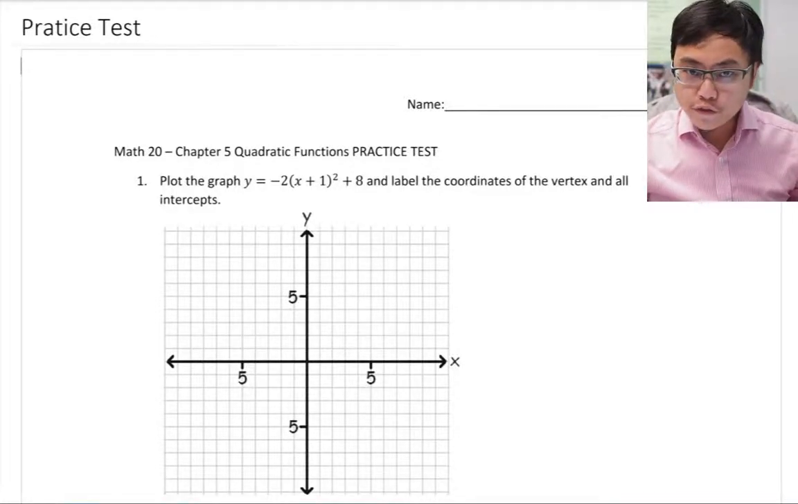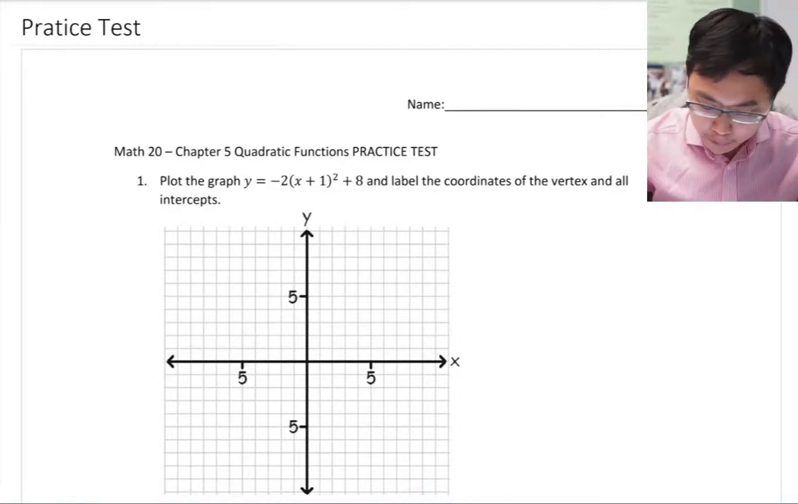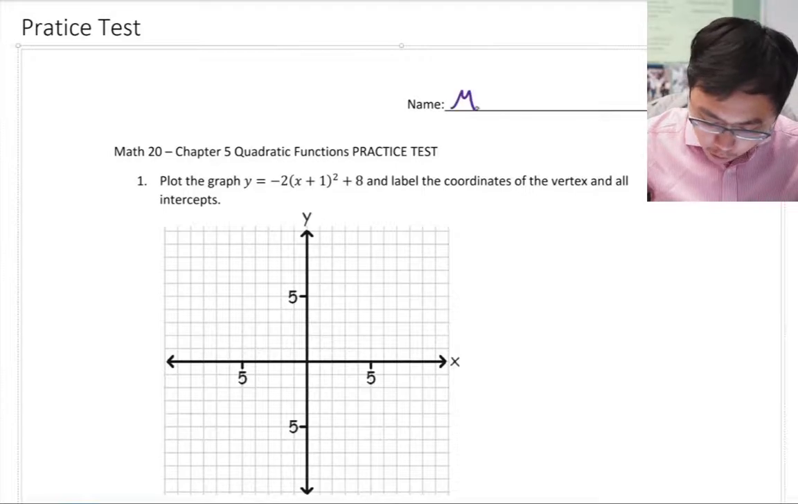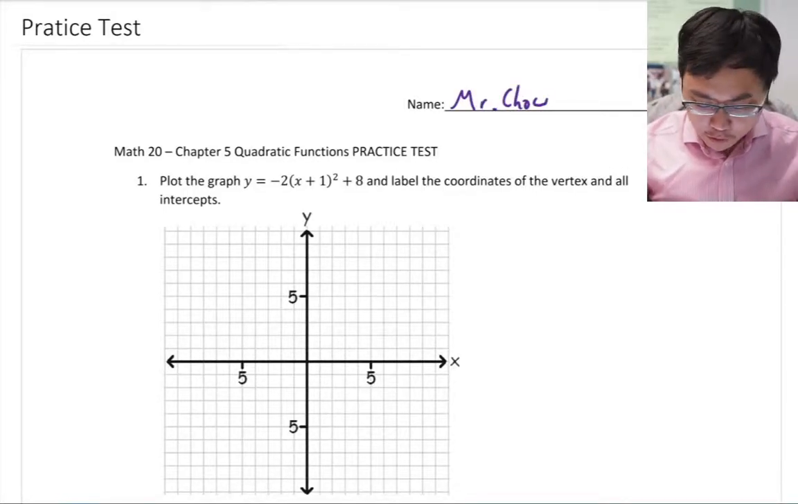So I'm going to go through the first 3 questions in this practice test. First of all, let me put my name down. I am Mr. Chow. Mr. Chow. And then let's take a look at the first question.